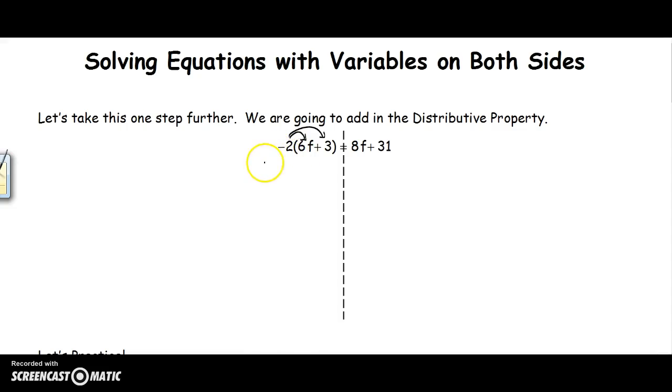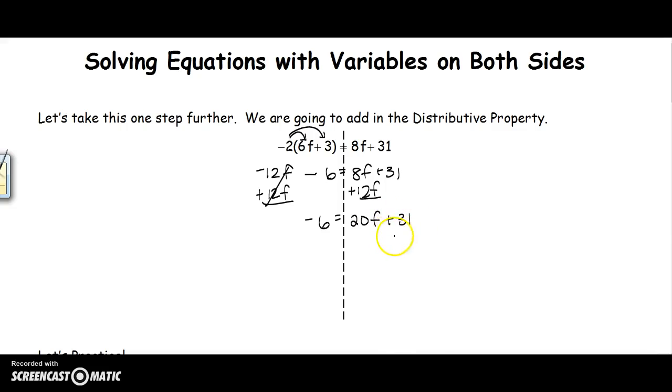And you multiply. So negative 2 times 6f is negative 12f. Negative 2 times 3 is minus 6, and then you just bring down the other side. Just like yesterday, you pick the smallest of the two numbers, so here you have negative 12f, and so we're going to move it by using its inverse operation. Since it's subtraction, you're going to add, and you're left with negative 6 is equal to 20f plus 31.